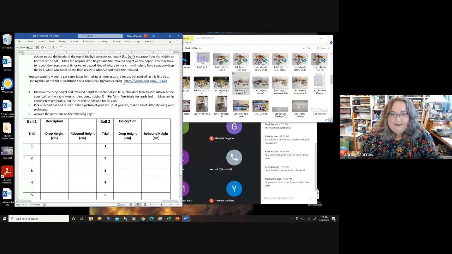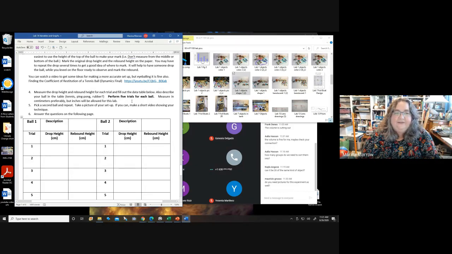Now, if you want to get real fancy and use a video camera, there's a YouTube video here we're going to watch for the second part, when you do the graphing, but you could watch it now too. He uses the video camera to get very accurate ideas of where the ball is.